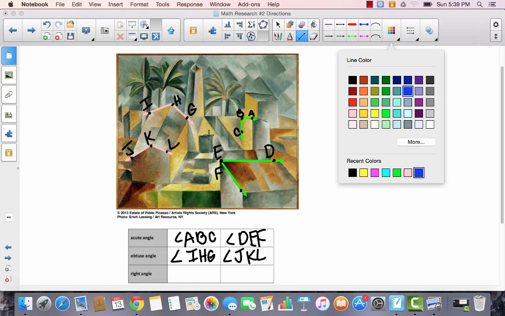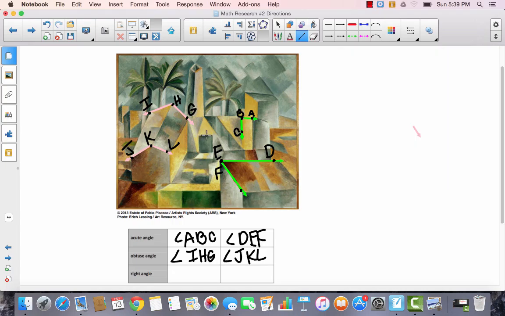So this is a rectangle, so I know it has to have 4 right angles. So I'm going to go ahead and put one line here, or a ray, excuse me. There's a ray, and here's another ray. That makes a right angle. And then, right here, this corner of the building makes another right angle.